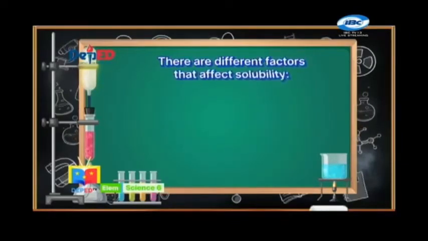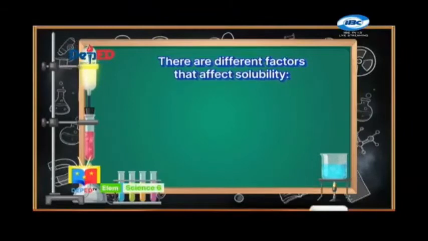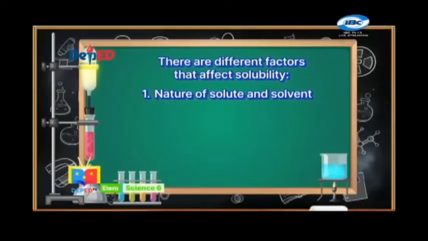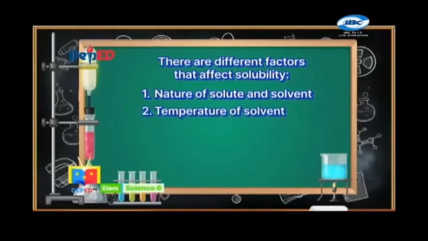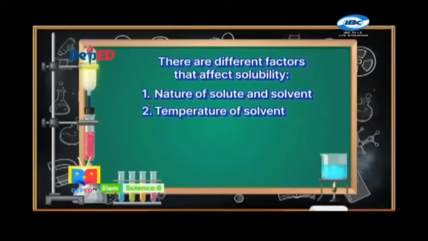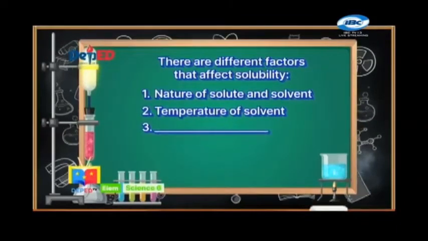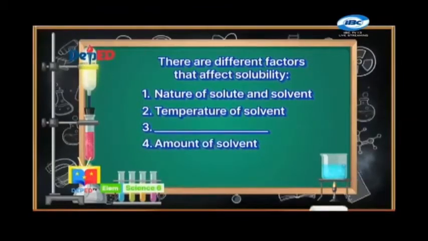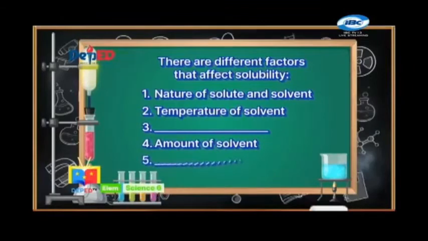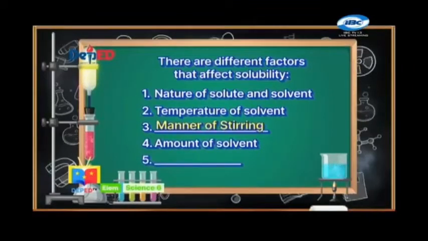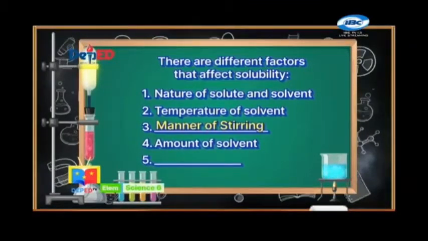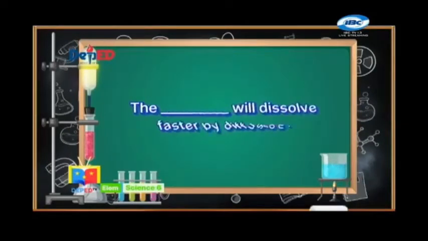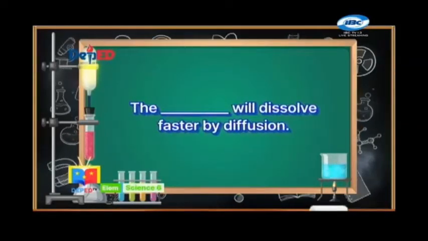There are different factors that affect solubility. Number 1, nature of solute and solvent. Number 2, temperature of solvent. Number 3, blank. Number 4, amount of solvent. Number 5, blank. Great! Manner of stirring and size of solute. The blank will dissolve faster by diffusion.